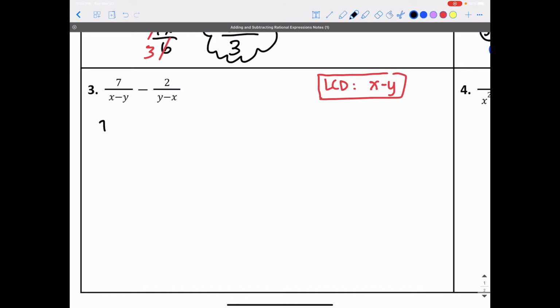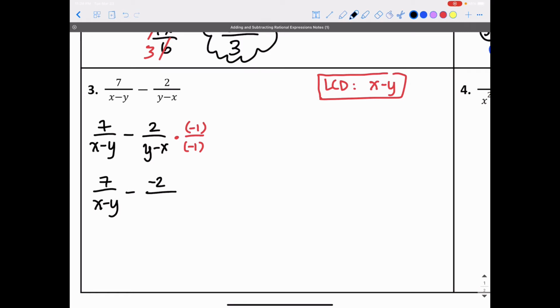I have 7 over x minus y minus 2 over y minus x, and all I have to do to this fraction to change it to that denominator, x minus y, is I need to multiply by negative 1. And if I do that in the bottom, I have to do that in the top. And so I'll end up with 7 over x minus y minus, and this is negative 2 over, I'll have negative y and positive x. I'll write it out. This is equal to negative y plus x, which is the same as x minus y. So this denominator is x minus y.